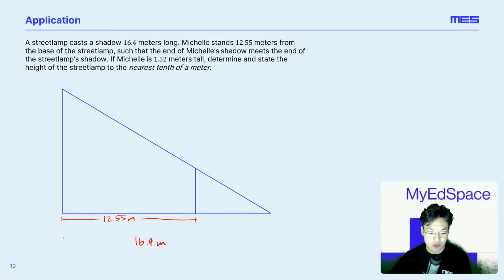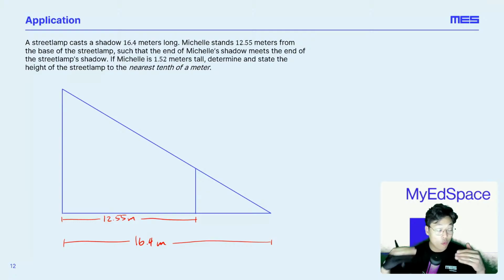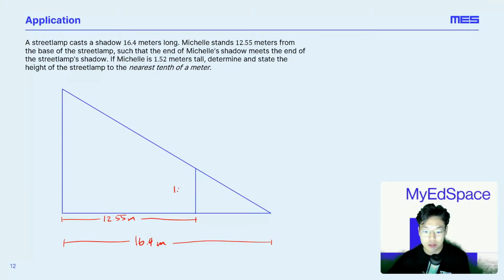And we'll do this thing. Maybe you've seen your teacher do this before. It's to notate lengths when you don't want to overlap information. Now, Michelle stands at 1.52 meters. So 1.52 meters is the length of this right here. And now I want to know the height of the street lamp. That is my unknown. Are we able to solve this?